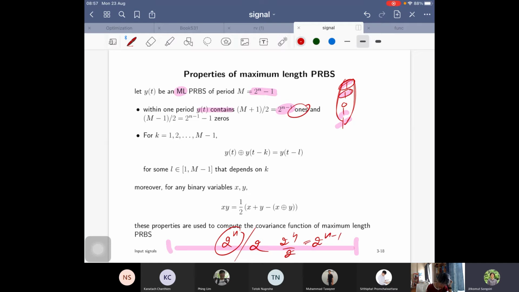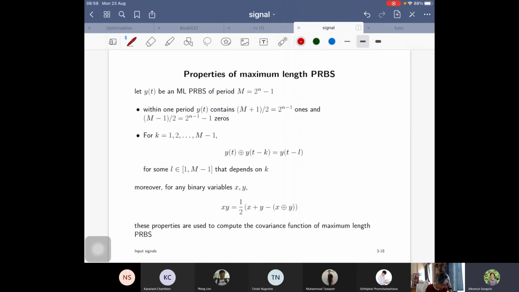And of course, if we look at the number of zeros, it's going to be the same, half of the possible entries, so it's 2^(n-1). But because we exclude the all-zero state, we have to subtract 1 zero. So we're going to use this fact in order to compute the mean and the covariance of the PRBS.